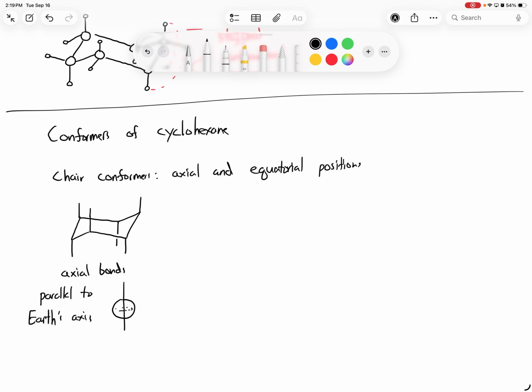And now here I'm going to use some different colors. So let me just do the equatorial positions now. So red. And then let's do black here. Blue.